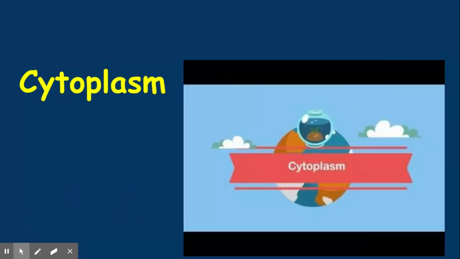The cytoplasm is the jelly-like substance that is found in a cell. It's almost like if you had a bowl full of Jell-O with fruit suspended inside the Jell-O, the cytoplasm would be like the Jell-O and the fruit would be like the organelles. It just kind of surrounds the organelles.